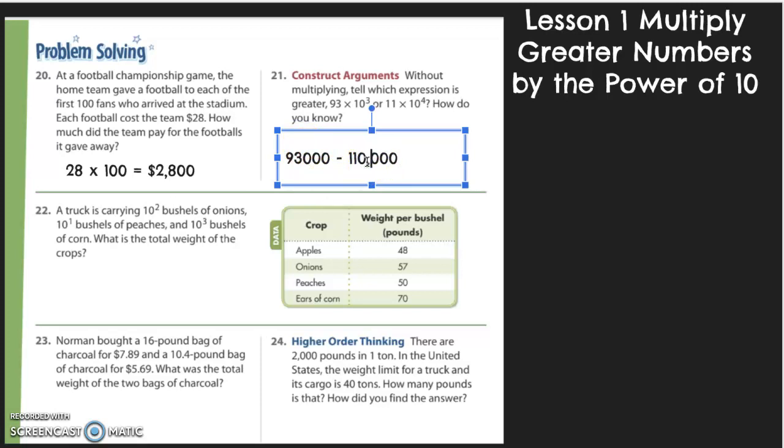Going to be a comma in here. There's going to be a comma in here. Hopefully you said this 110,000 would be bigger.